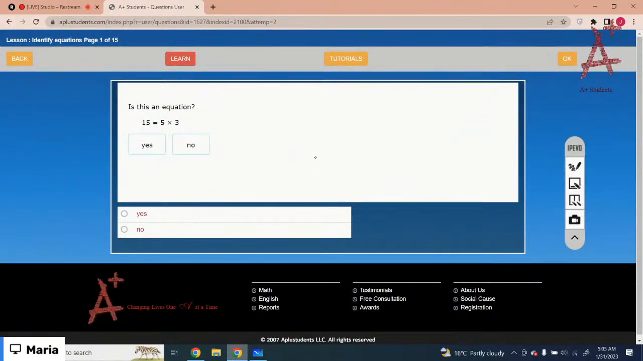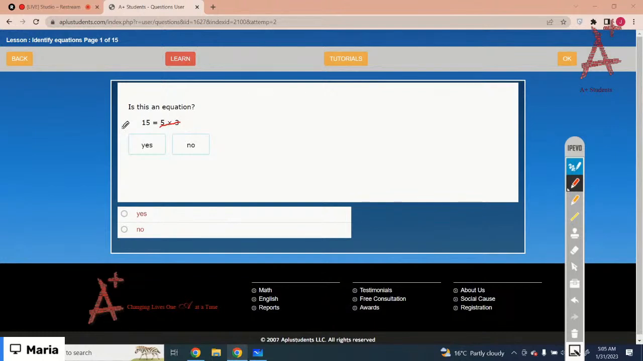Okay, is this an equation? Yes or no? Yes, this is an equation. Got it? Here you have 5 times 3. Either you can write it at the left hand side of the equality or right hand side of the equality. It doesn't matter. Got it? You have an equality sign and you know that 5 times 3 equals 15. So yes, it is an equation. Got it? The correct option is yes. Very good.